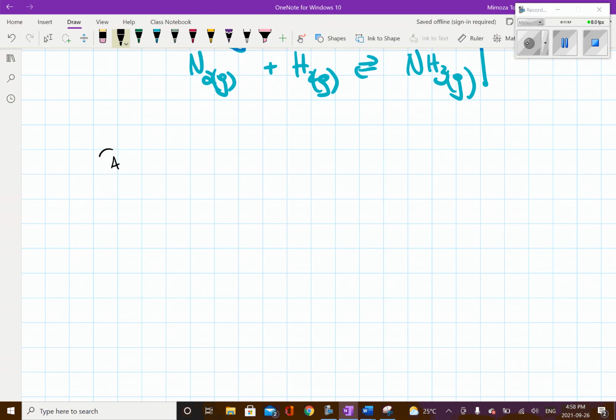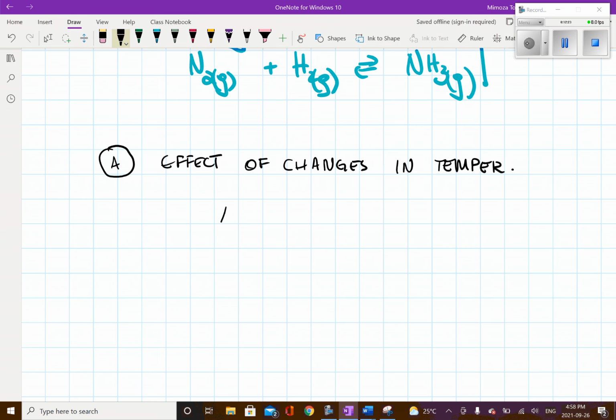So let's see the first thing, which is the effect of changes in temperature. Let's suppose that we have an endothermic reaction. An endothermic reaction in a general form will be expressed something like this: A plus B plus heat will give us C and D.